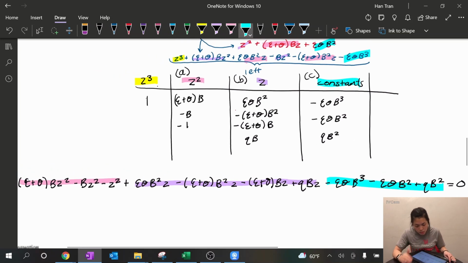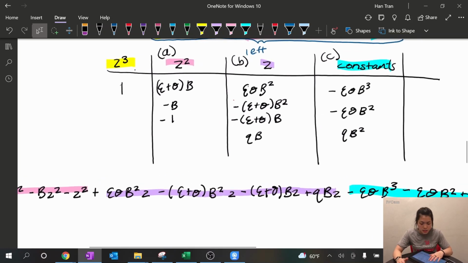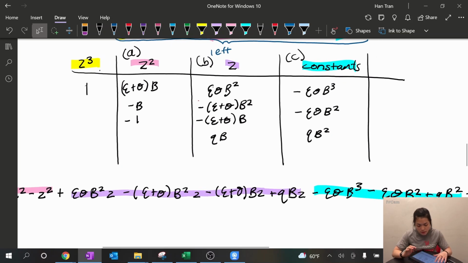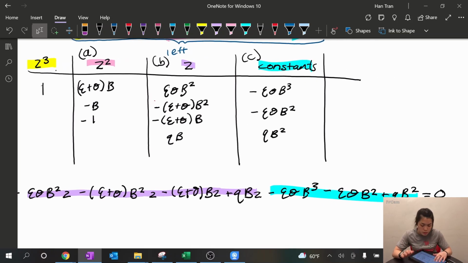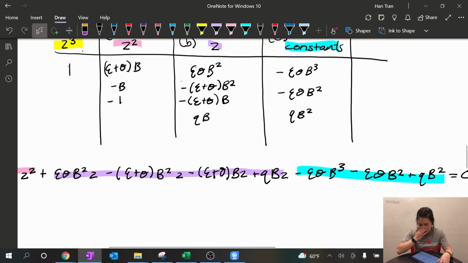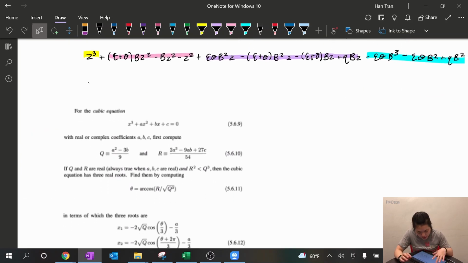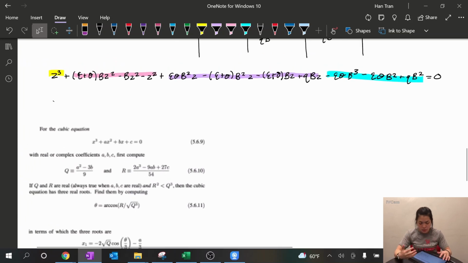And then we move on to the compressibility factor terms. We have epsilon times sigma times beta squared, the negative quantity of epsilon plus sigma times beta squared, the negative quantity of epsilon plus sigma times beta, and then Q times beta. And for our constants, we have negative epsilon times sigma times beta cubed, negative epsilon times sigma times beta squared, and then Q times beta squared. And so that is the final polynomial expression that we arrived at, and we're going to be using that after we solve for the cubed roots to determine what these specific volumes are at a given pressure and a given temperature.